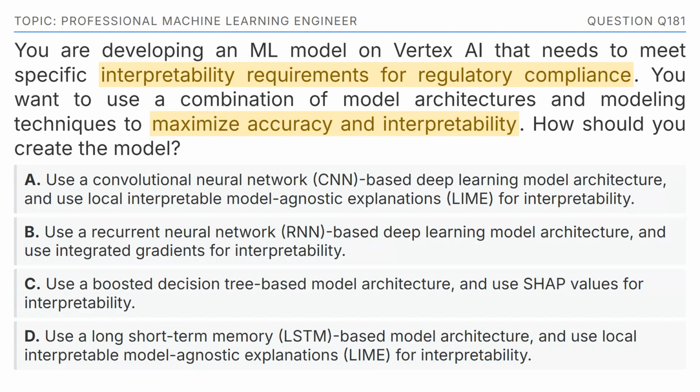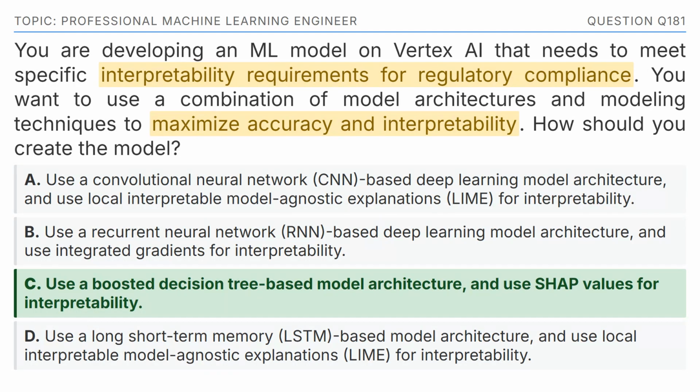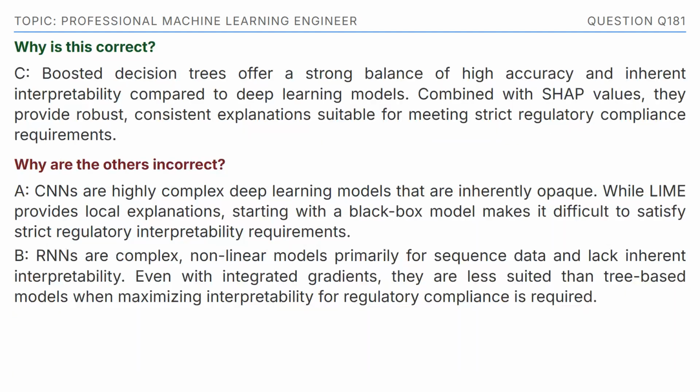To arrive at the correct answer, we focus on the keywords: interpretability requirements for regulatory compliance, maximize accuracy and interpretability. The correct answer is option C, use a boosted decision tree-based model architecture, and use SHAP values for interpretability. Why is this correct? C. Boosted decision trees offer a strong balance of high accuracy and inherent interpretability compared to deep learning models. Combined with SHAP values, they provide robust, consistent explanations suitable for meeting strict regulatory compliance requirements.